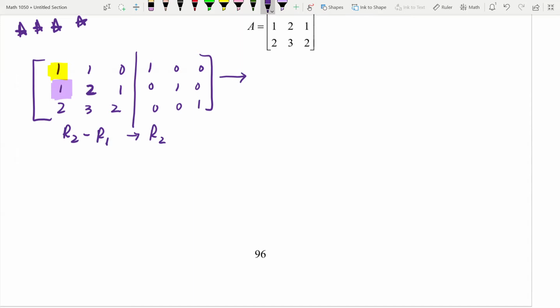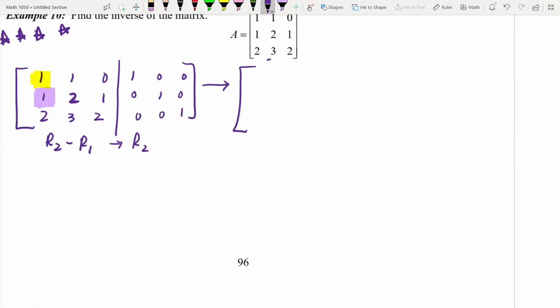If you choose wrong, big deal. You just have to go through and change the signs. It's not a big deal, but it saves you work. Okay? Okay, so guys, here we go. Row 1 doesn't change. Row 3 doesn't change. Row 2 minus row 1. 1 minus 1, 0. 2 minus 1, 1. 1 minus 0, 1. 0 minus 1, negative 1. 1 minus 0, 1. 0 minus 0, 0.